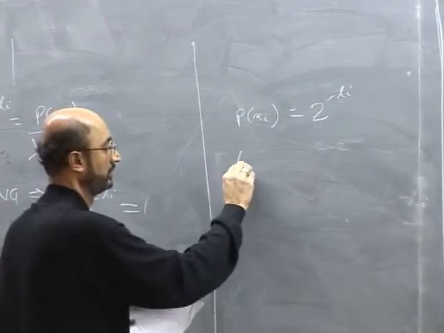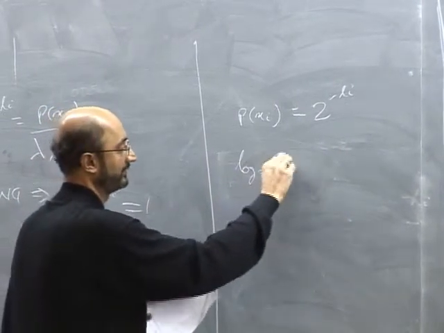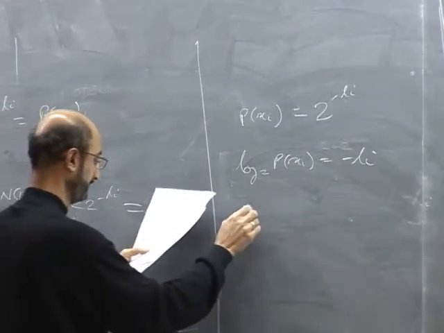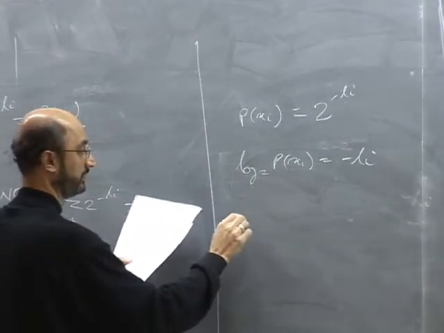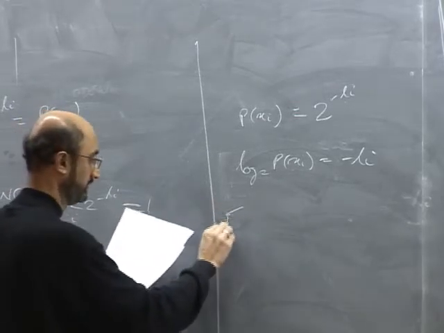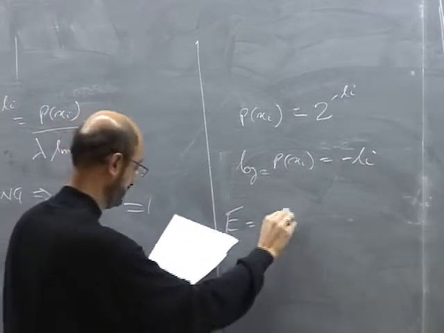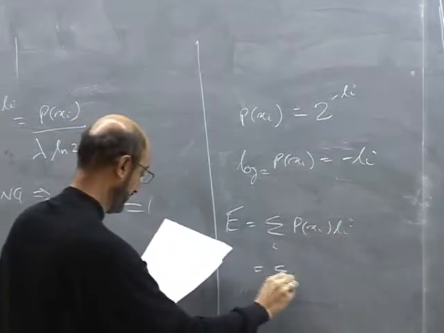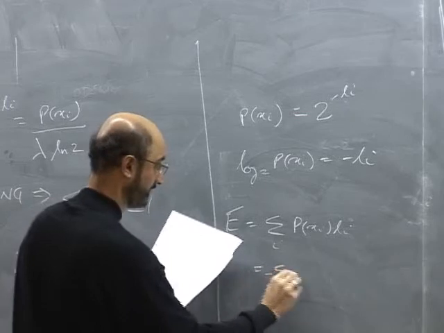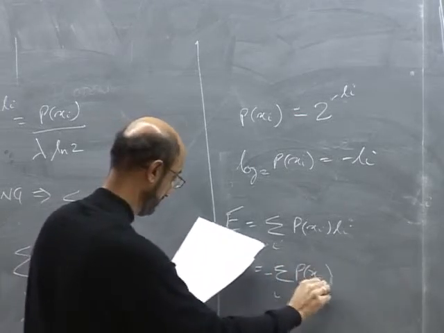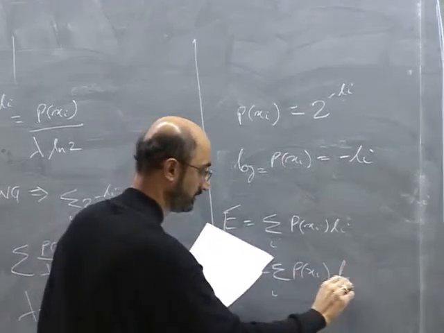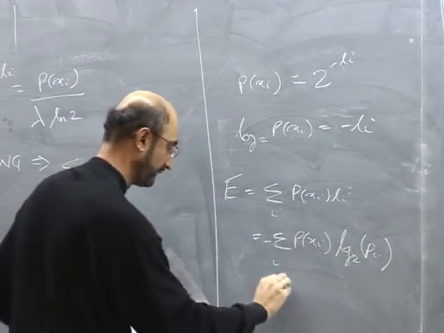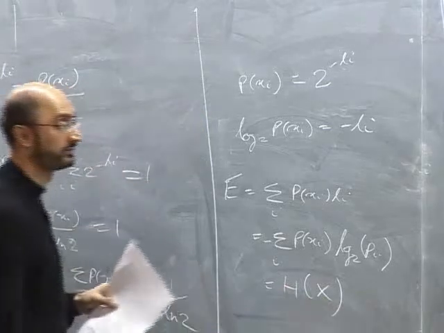So log base 2 of p(xi) equals minus li, so that E equals sigma i p(xi) li is going to be minus sigma i p(xi) log base 2 of p(xi), which is equal to just H(X) by definition.